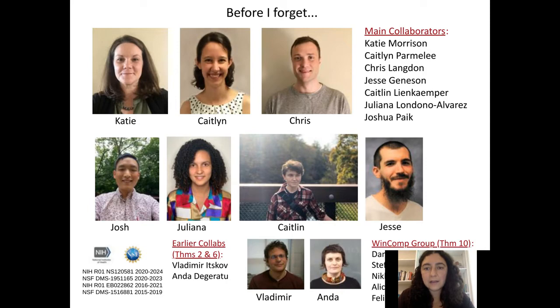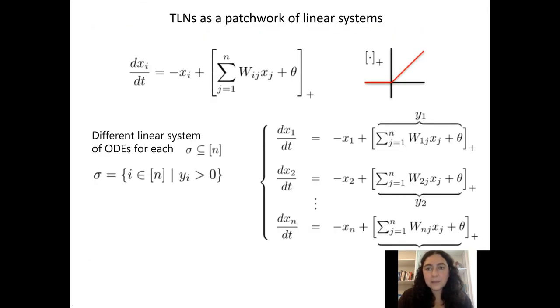Caitlin and Juliana and the other Caitlin and Josh are all current and former graduate students. Chris and Jesse, former postdocs, and Vladimir and Anda, other mathematicians that I've worked with on early parts of this work, and there are some more names here, other people who have joined in. Okay, so let me get going.